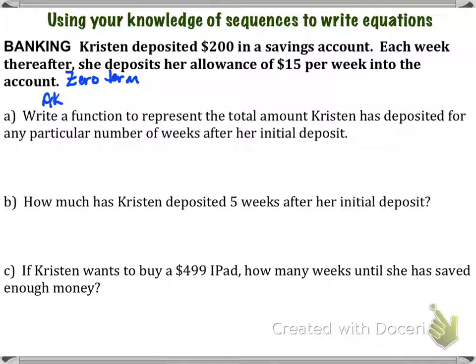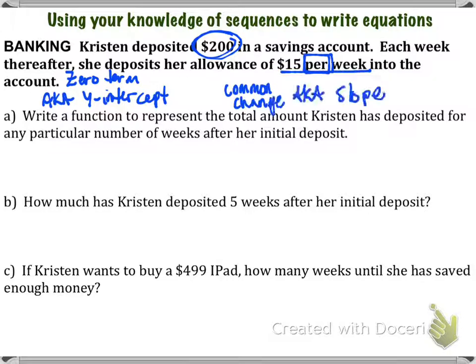All right, so here on this problem, we're going to want to identify the 0 term, also known as our y-intercept. That's 200, that's our starting amount. And then this per, that's the key word that tells us that has to do with the slope. The $15 per week tells us that the 15 is our slope, or our common change. So now we're thinking of things as slope and y-intercepts, not so much the common change and 0 term. So y equals 15x plus 200 is our equation.